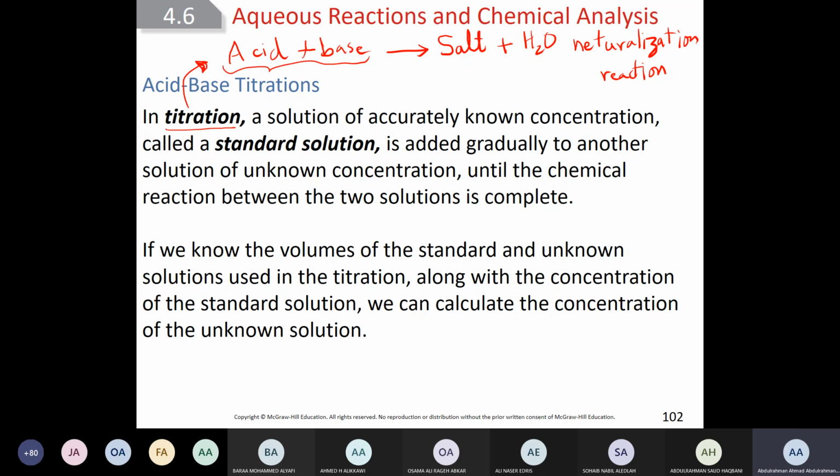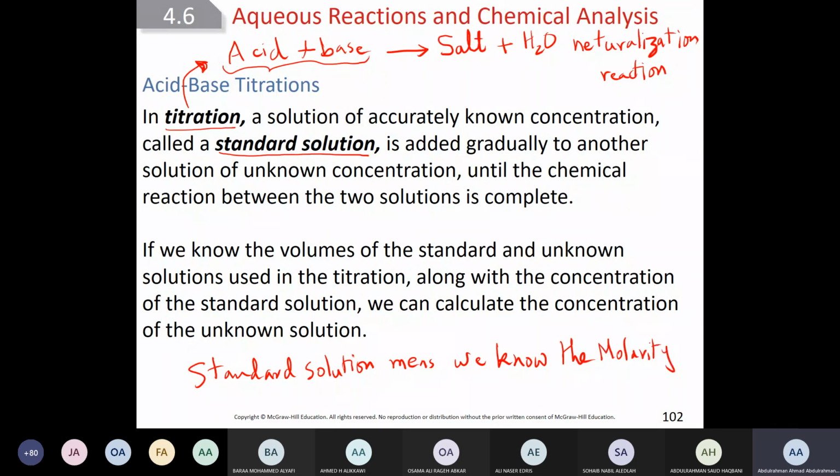In titration, we usually use standard solution. What does standard solution mean? It means that we know the molarity. That's the meaning of standard solution, whether it's acid or base. Whenever we know the molarity, we call this a standard solution.